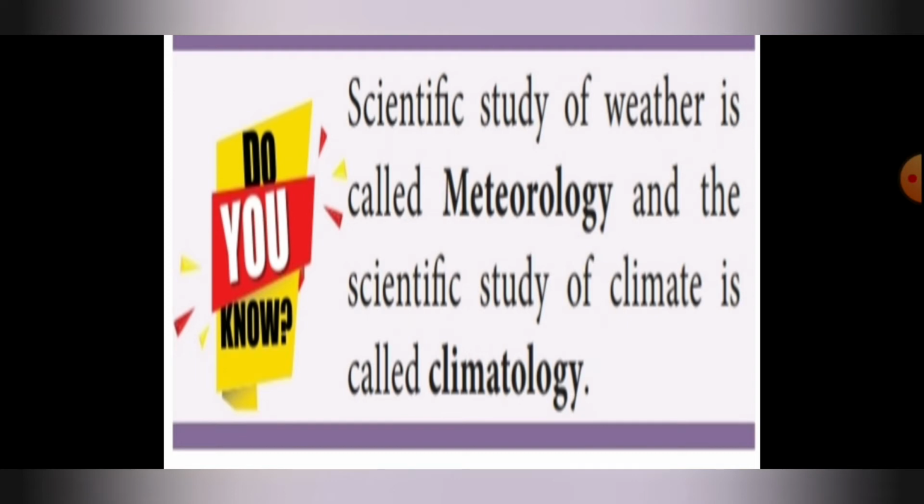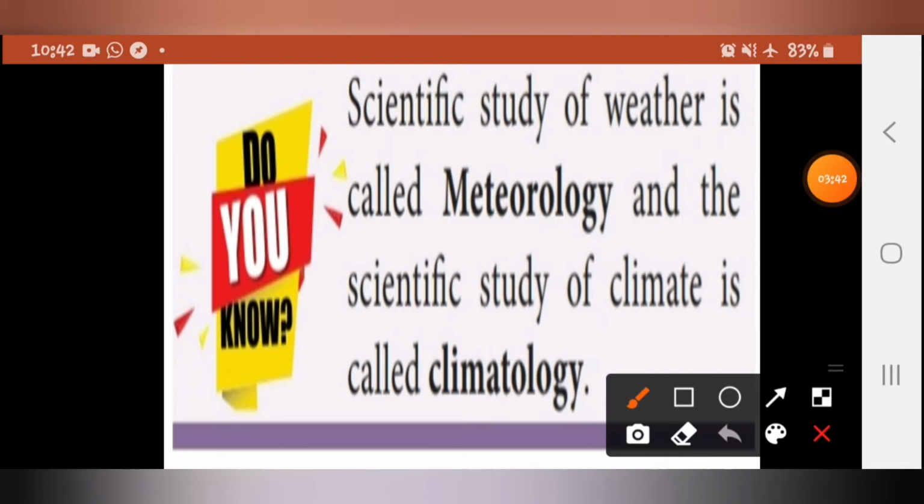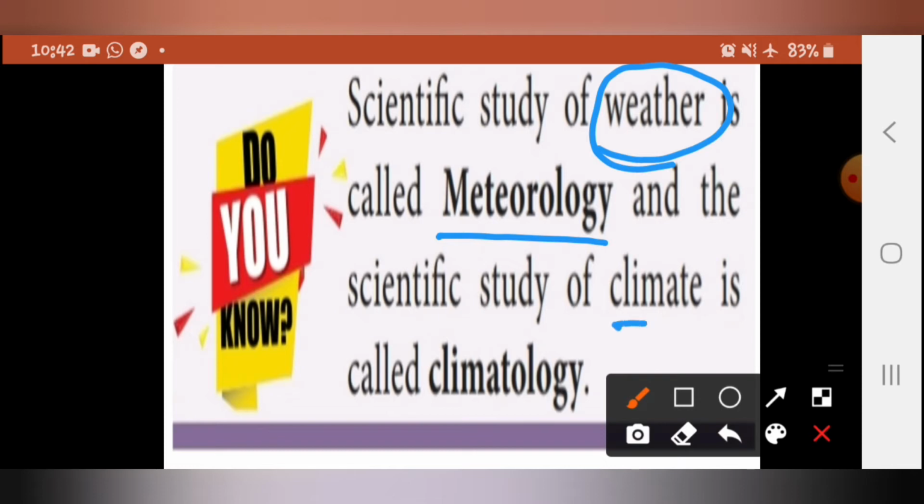Do you know? The scientific study of weather is called meteorology. What is meteorology? The scientific study of weather. One who studies weather is called a meteorologist. This comes for 1 mark. The scientific study of weather is called what? Meteorology. And the scientific study of climate is called climatology.